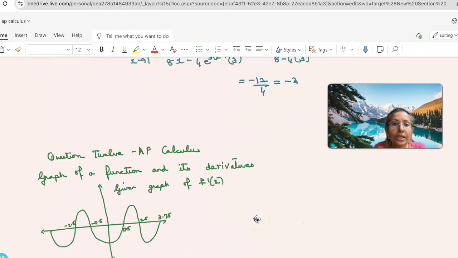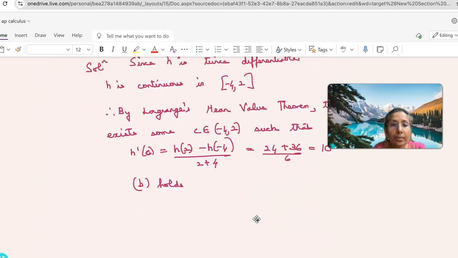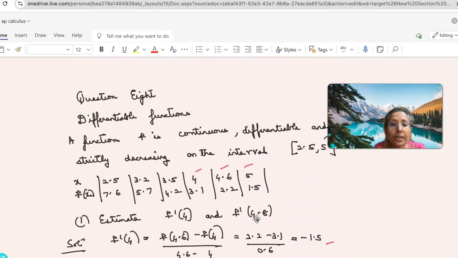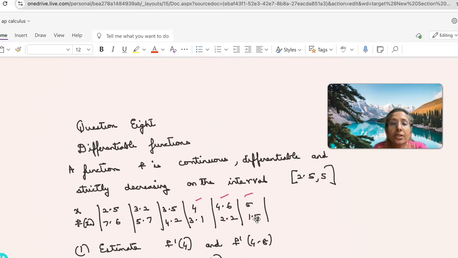So welcome everybody. Today's class will be on AP Calculus, where I will be discussing a few more questions on AP Calculus. In the last class I had discussed questions 1 to 7. So let's go to question 8. This is on differentiable functions.